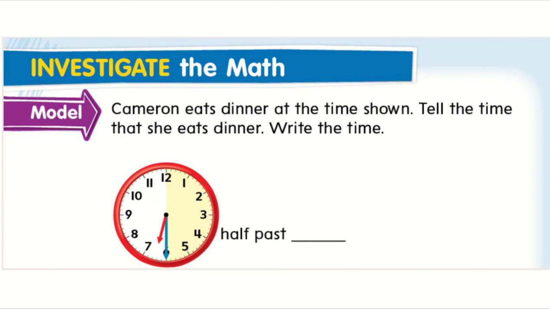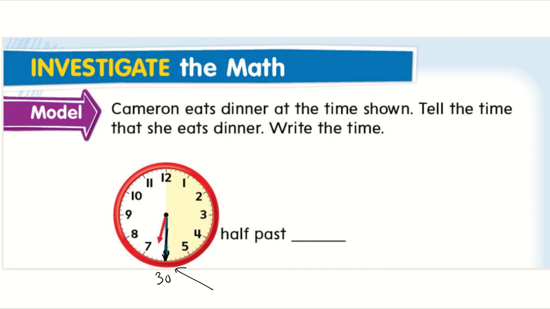It says Cameron eats dinner at the time shown. Tell what time that she eats dinner and write the time. We know that our minute hand is at half past because it's halfway on the clock. Now let's take a look. It's at the 6, so we know that we have 30 minutes that has passed. But our hour hand is in between the 6 and the 7.